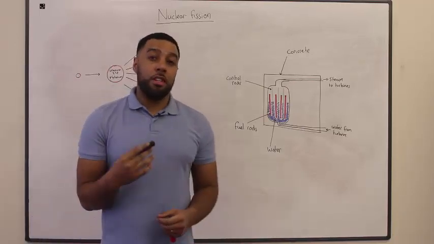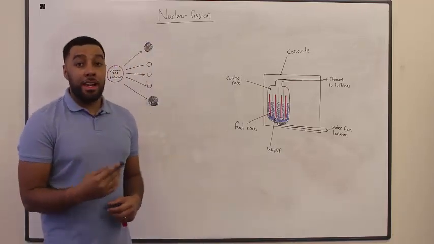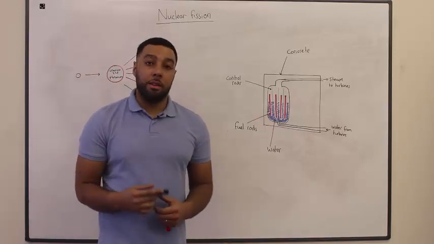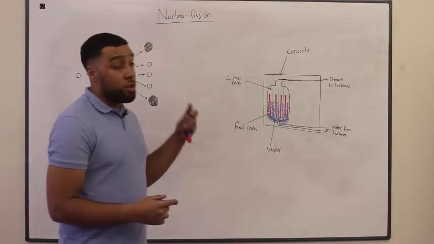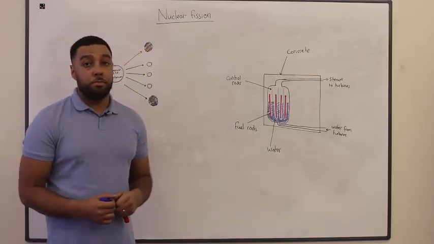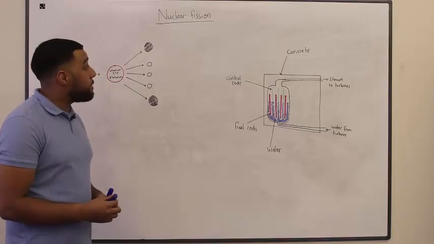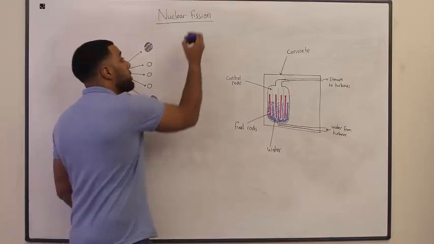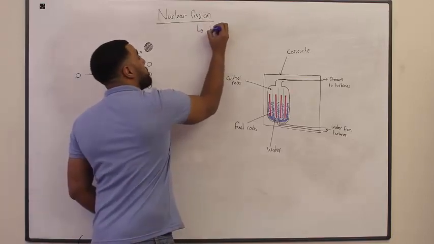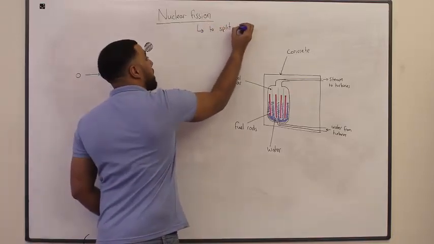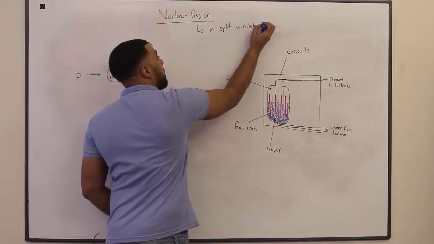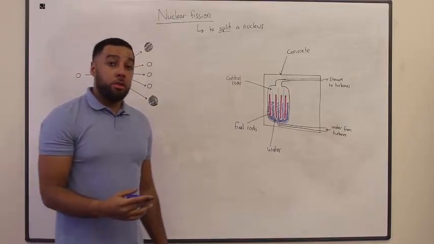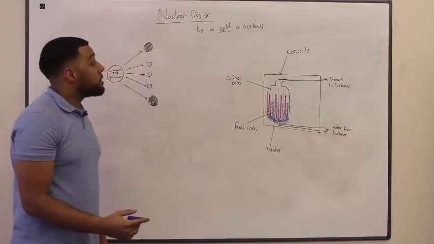In previous lessons we've seen that nuclear fission can provide the energy to generate electricity for our homes. But what's the reaction taking place inside of a nuclear power station? Well, first of all, let's define what nuclear fission actually means. Now, the word fission just means to split a nucleus. So during nuclear fission, we're splitting a nucleus.